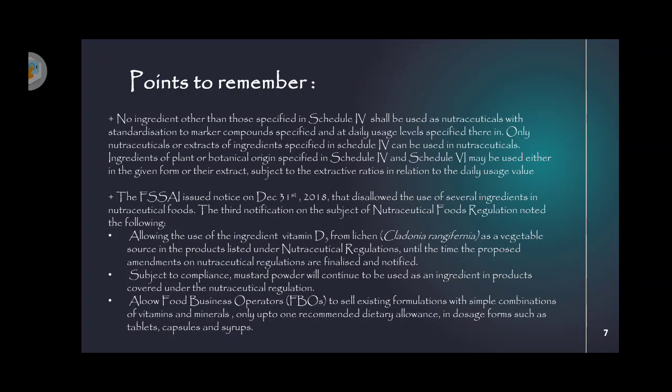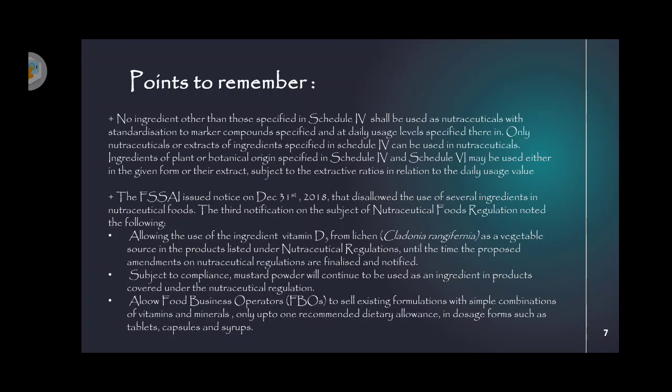Okay, so a point to remember here is that no ingredient other than those specified in Schedule 4 shall be used as nutraceutical, with the standardization to marker compound specified and at the daily usage level specified therein. So it says that whatever is mentioned in Schedule 4 should be used with standardization to the marker compound specified at the daily usage level specified there. Only nutraceuticals or extracts of ingredients specified in Schedule 4 can be used as nutraceutical. Ingredients of plant or botanical origin specified in Schedule 4 and Schedule 6 may be used either in the given form or their extract, subject to the extractive ratios in relation to the daily usage value.